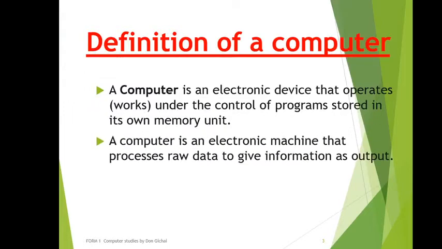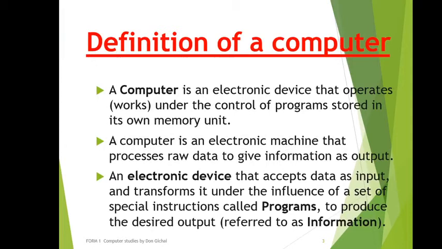It's also very important for us to know what a computer is, and therefore we shall look at the definition of a computer. A computer is an electronic device that operates under the control of instructions called programs stored in its own memory unit. Somebody else may say that a computer is an electronic machine that processes raw data to give information as output. Also, it's not wrong to say that a computer is an electronic device that accepts data as input and transforms it under the influence of a set of special instructions called programs to produce the desired output, referred to as information.